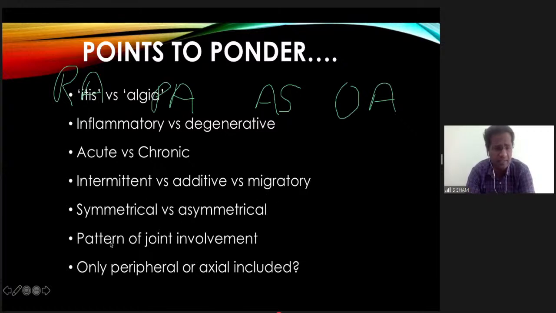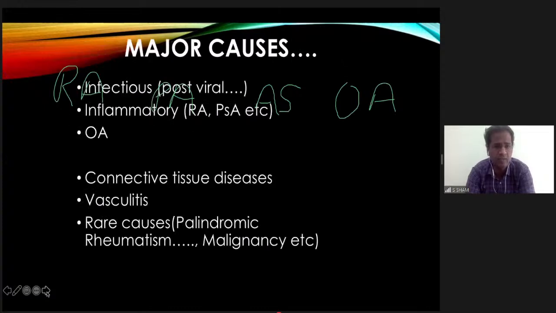Symmetrical, asymmetrical, we discussed, and even the pattern of joints. All these things we just saw in the previous slide regarding the pattern of arthritis. So these are the common causes. Many times common things are common. We see a lot of post-viral arthritis, it might be post-chikungunya arthritis, or even sometimes any non-specific viral illness.